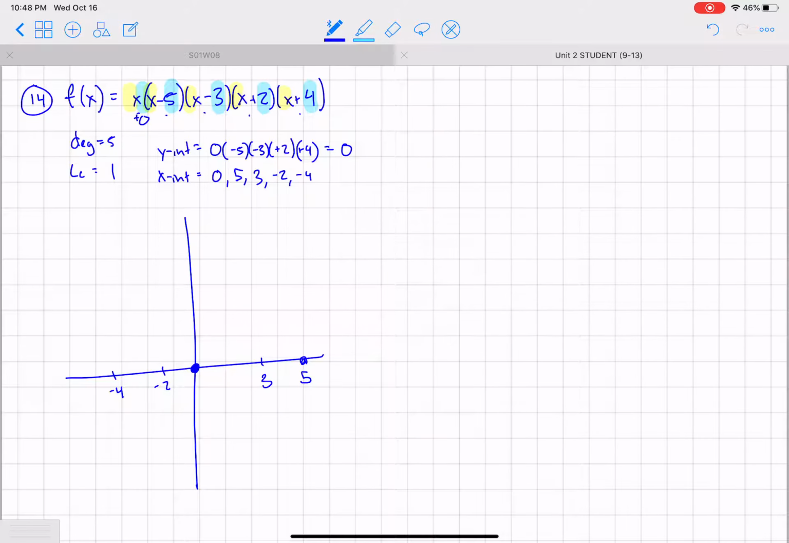And we know our leading coefficient is positive. So we're going to come up from the bottom left. And then we know we have to come back down, and then come back up, and then come back down, and then come back up.